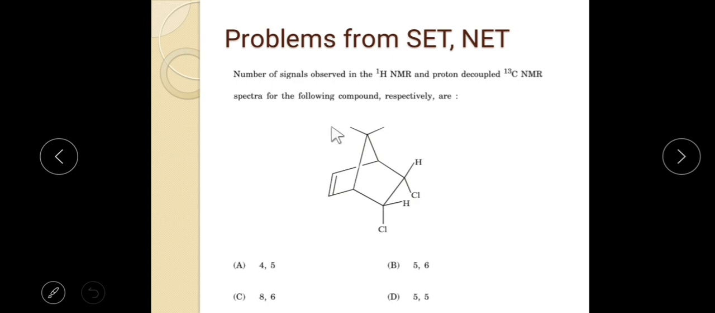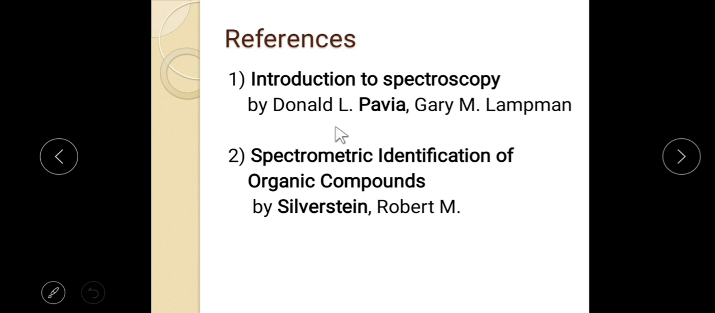Understood? So this is all for calculating the number of signals in H1 NMR spectroscopy. So guys, I am referring to these two books, very important for spectroscopy. First one is Introduction to Spectroscopy by Pavia, and another one is Spectrometric Identification of Organic Compounds by Silverstein. Understood?